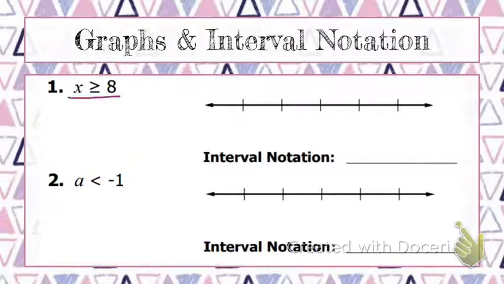So this says x is greater than or equal to 8. So the first thing we're going to do is put 8 in the very middle of our number line. And then we're going to go up from 8 and down from 8. Now we have to figure out what kind of dot we're going to put on 8. Okay, so this says greater than or equal to. So if it has an equal to, then we have to use a closed dot.